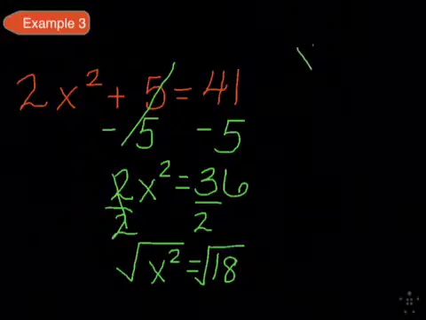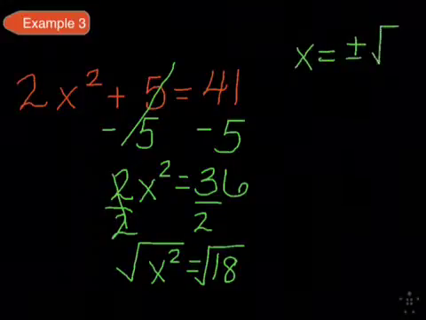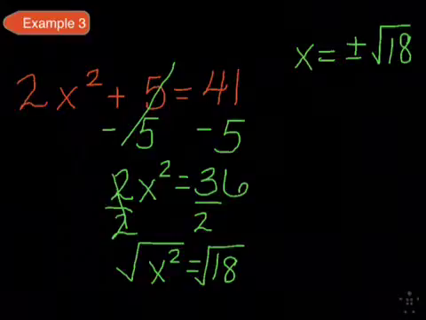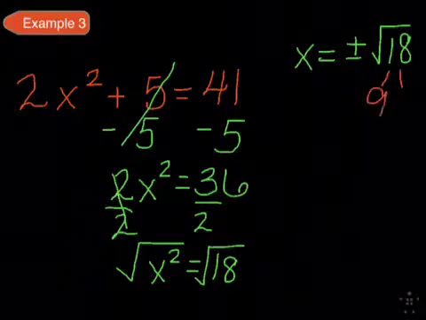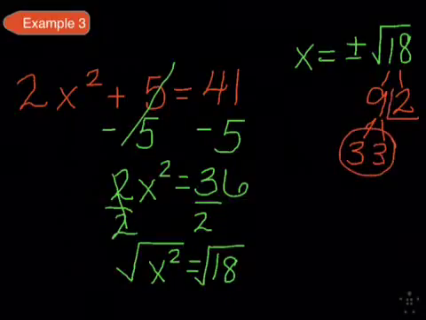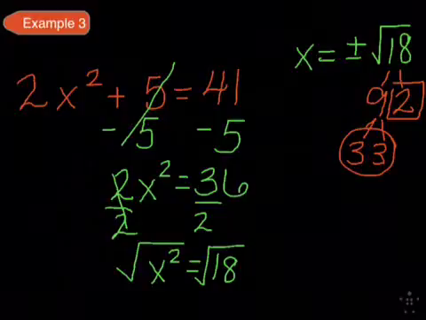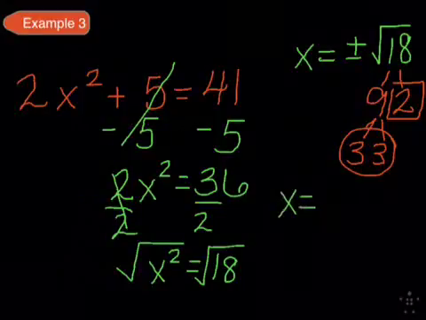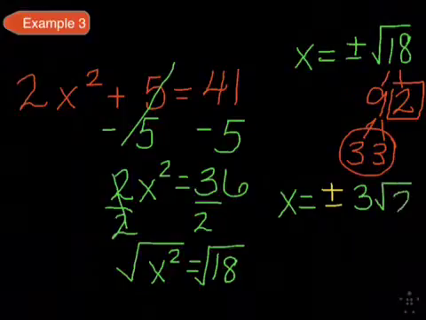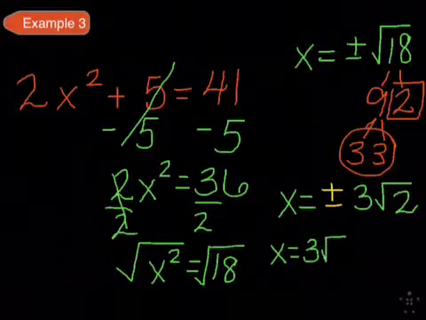So right now I have x equals plus or minus the square root of 18. But that can be simplified. So we have to go back to those things we learned previously. So I break down 18: 9 and 2, 3 and 3. Pair of 3's, 1, 2. So my final answer is x equals plus or minus 3 square root 2, which is the same thing as x equals positive 3 root 2 and x equals negative 3 root 2.